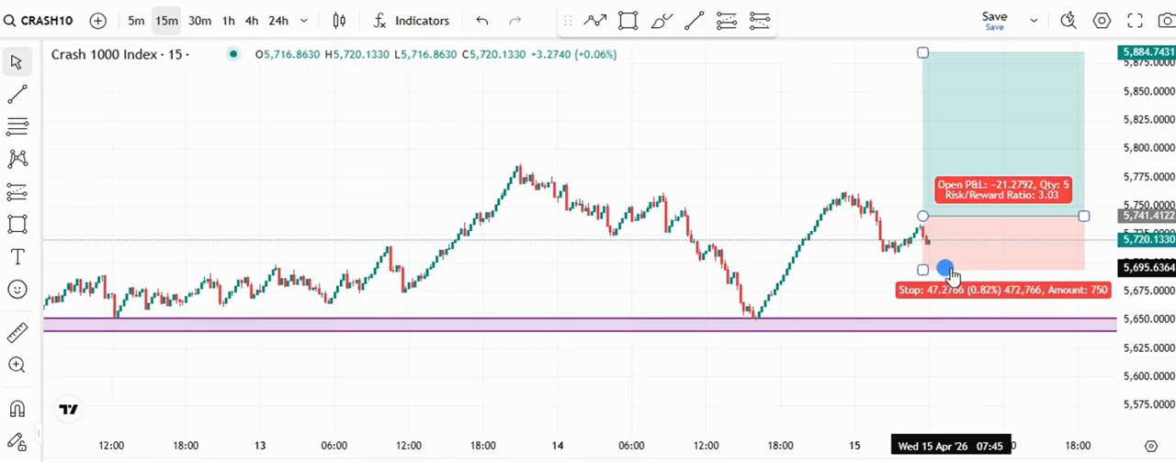All right, so this brings us to the end of the analysis. Remember, this is just to give you a better view, a better perspective. I'm not telling you to take exactly the trades I take. So please use this as a guide to your own personal view of the market.